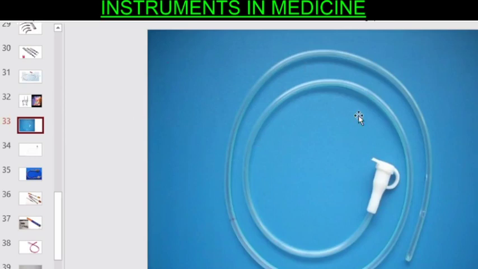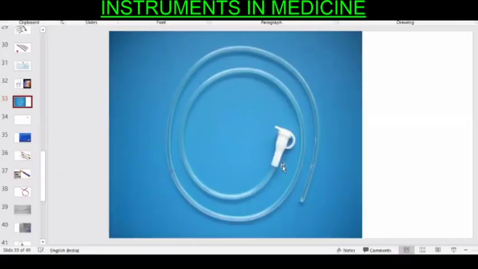In children it is the infant feeding tube, but in medicine I'm asking, because you will be giving medicine in practicals. Yes, sir. So any other use of this? Sir, feeding for children. In medicine I am talking about adult medicine, not in pediatrics.